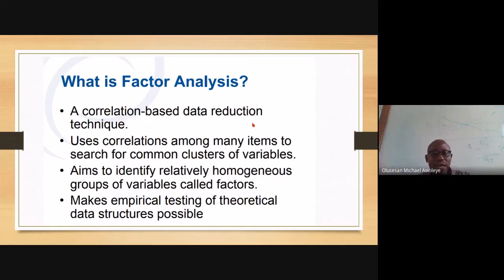So it aims to identify relatively homogeneous groups. Homogeneous means the same group that have the same characteristics, uniform characteristics. So that at the end of the day, we can say that this guy and this guy have some things in common, and then I can group them together. Do you get that? Are you getting that?